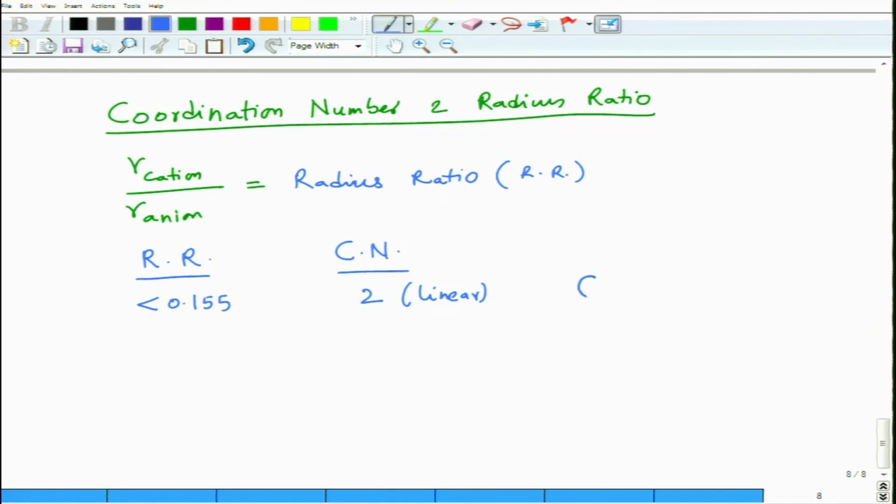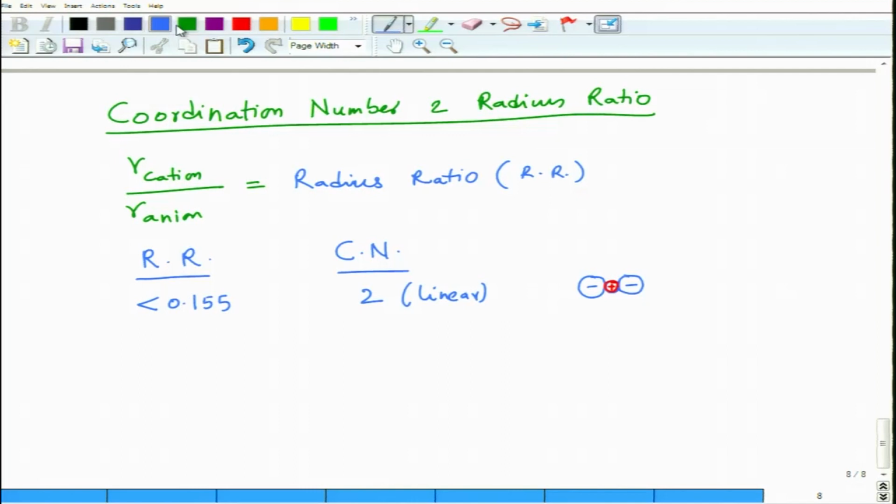And here basically what you have is an anion, then a tiny cation, and then an anion. So if I just choose a different color, this would be the cation and these would be anions. So this is called linear coordination.